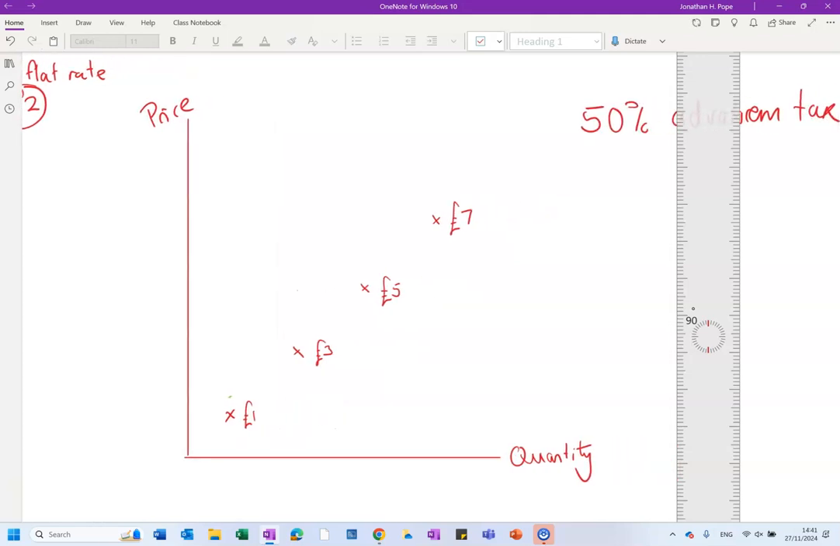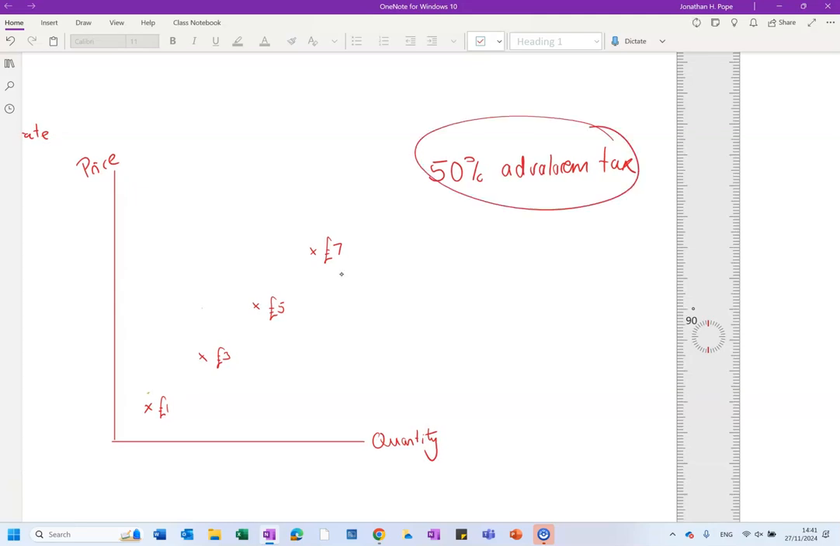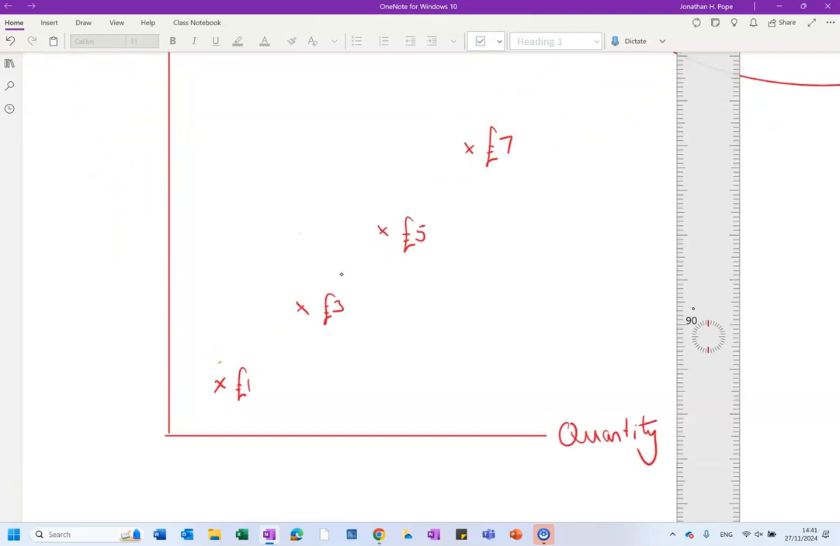So to do that, I've put a list of different goods here on my price quantity axes. I've got my first good for £1. Now, if I've got a 50% ad valorem tax, that would mean that I'm adding 50p. So it would go to £1.50. Now, if I've got £3, 50% of 3 is £1.50, so you're adding up there to £4.50. Now, here you see the gap here was 50p. Now I'm going to have £1.50.